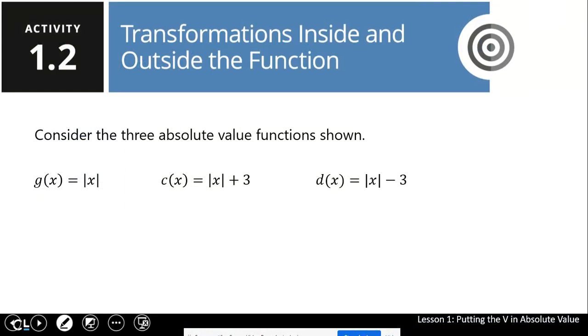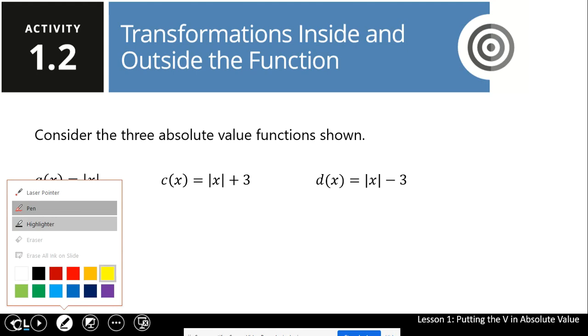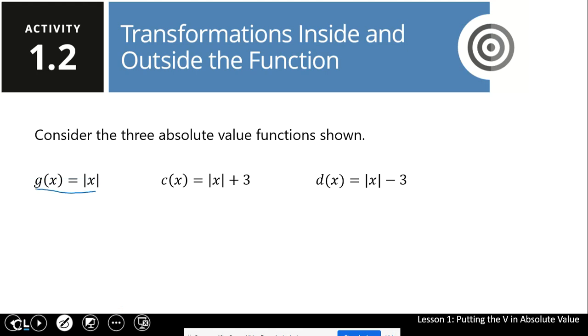So now we are going to consider the three absolute value functions. G of x, which we have graphed several times now, right here. And then c of x equals the absolute value of x plus 3. And if you remember back at our warm-up, whenever we were reviewing transformations, we had a positive 5, and so it went up 5 units. So maybe this will take us up 3 units, and maybe d of x will take us down 3 units. We will see here in a second.